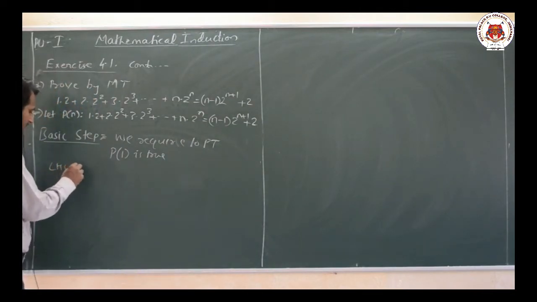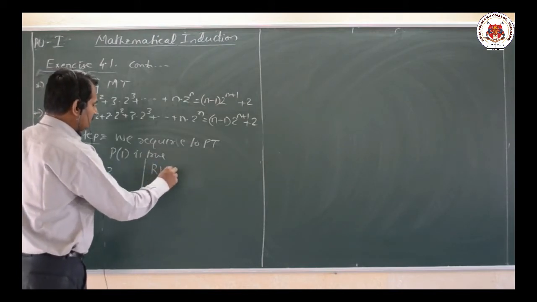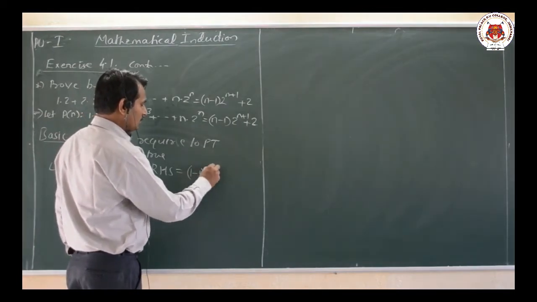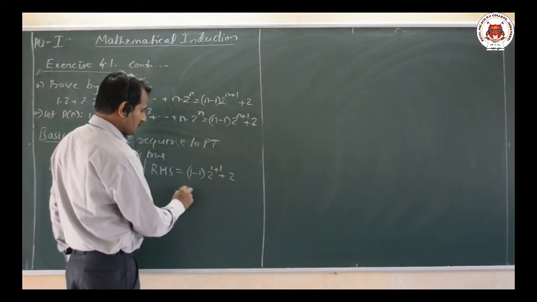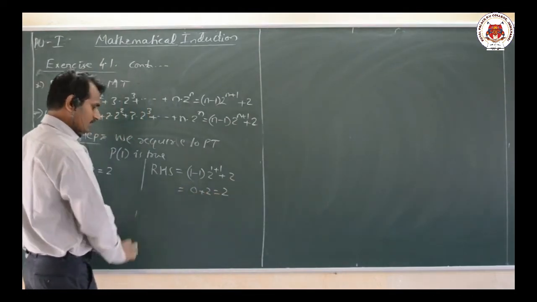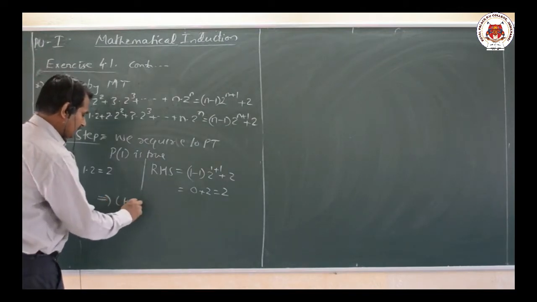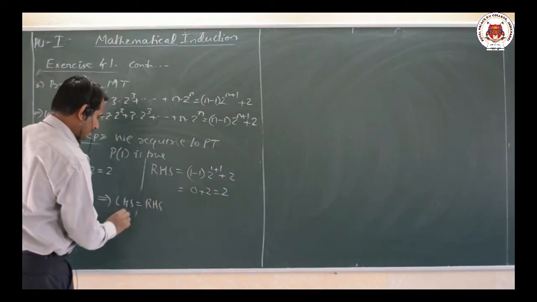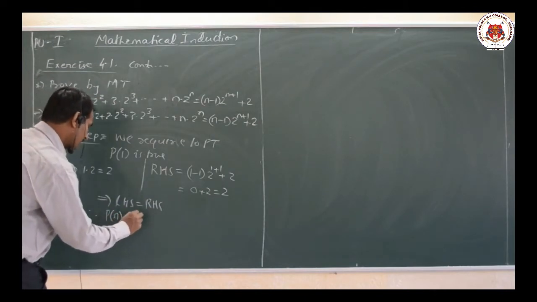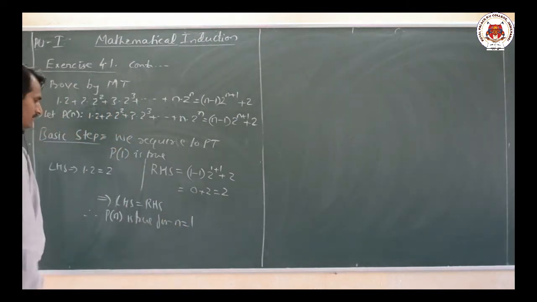The LHS is nothing but 1 into 2, the value will be 2. Similarly in the RHS part, that is 1 minus 1, 2 raised to 1 plus 1, plus 2. So we get 0 plus 2, that is nothing but 2. So we get 2 and 2, which implies LHS equals RHS. Hence p of n is true for n is equal to 1. This is the first step.